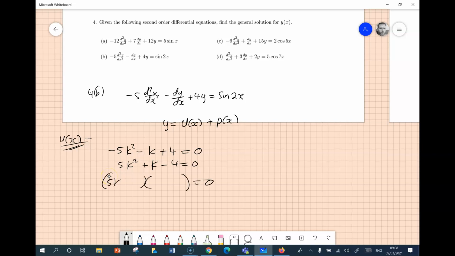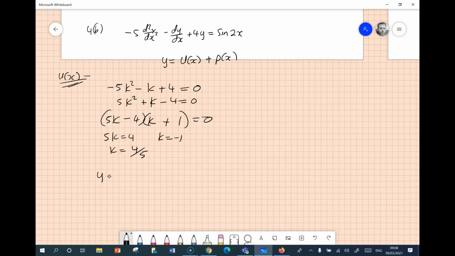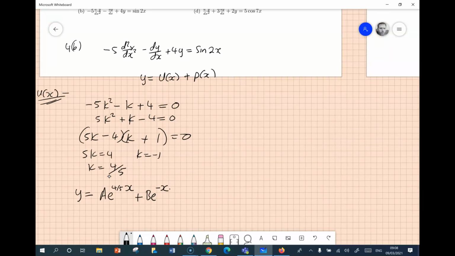So we're going to have 5k and k, and 1 and 4, and it'll be plus and minus, so 5 that's fine. And then 5k is equal to 4, so k is equal to 4 divided by 5, and k is equal to minus 1. Okay, so we've got the standard solution to a homogeneous equation: a e to the power of 4/5 x, plus b e to the power of minus 1x, or minus x in this case. Right, so now we work out p of x.